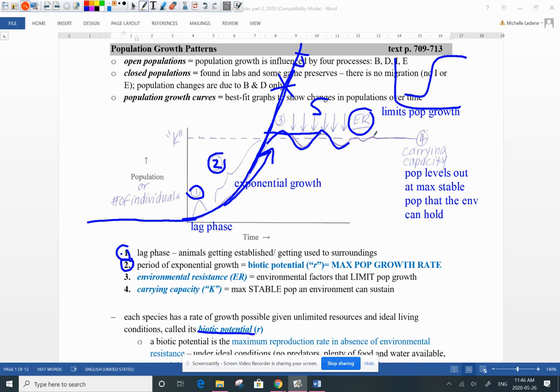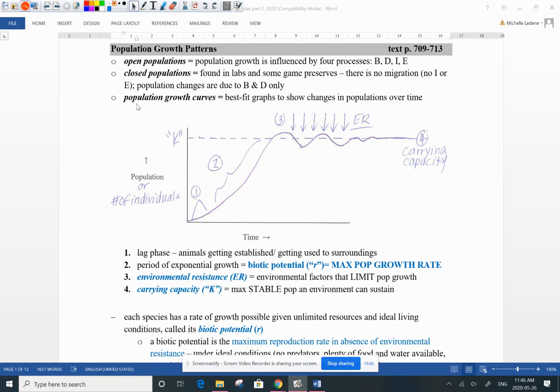And eventually the population is going to level out and reach this carrying capacity. And this carrying capacity, that's the maximum stable population that the environment can hold. So if the environment changes, then the population's carrying capacity may change as well. So those are the basic parts of a population growth curve.